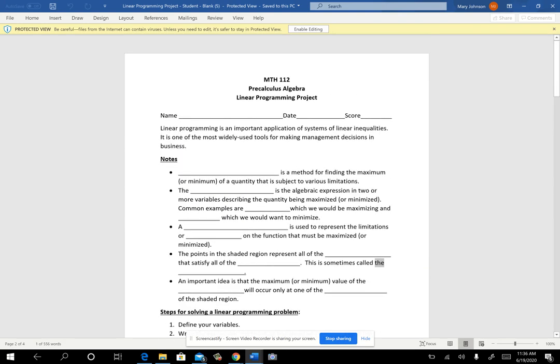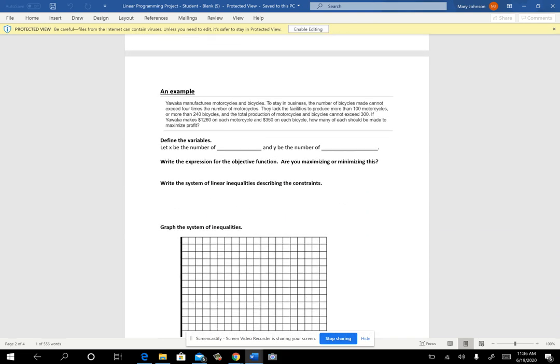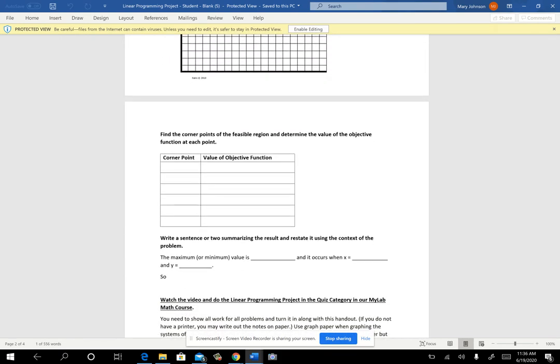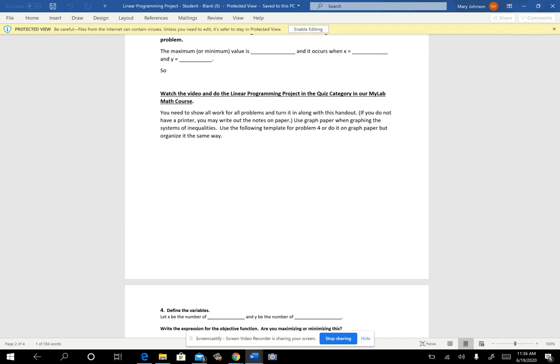Okay, so I give you what you need to be able to complete the notes, and then we work through an example. And then on the rest of it, you're going to go to our MyLab math course, click on the linear programming project, and work the 4 problems there. Okay. And you want to use graph paper when you're graphing the systems. You want to show your work and all that.